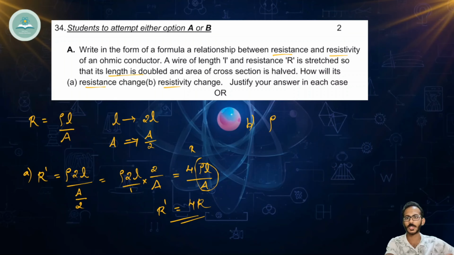Which means how will rho change? Actually, resistivity is the characteristic property of a material. Here the material is not changing. If you are taking copper, then it's copper itself. Even though its length or area are changing, the material is not changing. Since the material is not changing, resistivity will not change. So resistance will change, R dash is equal to 4 times R, but resistivity will not change. That's it. We'll go to the next question.